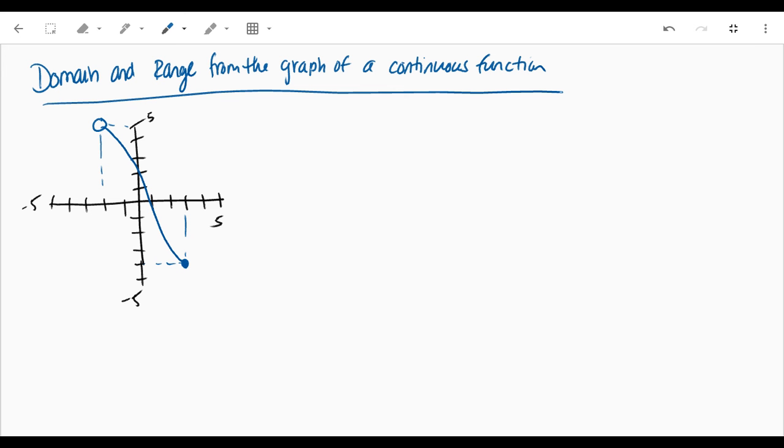Okay, so you want to give the domain, which would be all the x values. And the range would be all the y values.